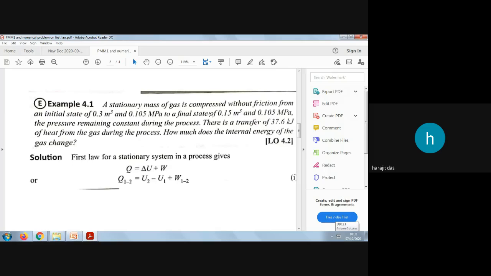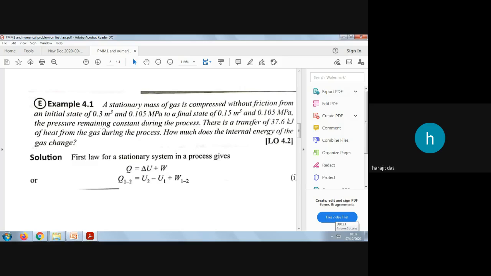Okay. Now the final volume and the final pressure are given. This is V1, this is P1, this is V2, this is P2. Simple. So we are given P1, V1, P2, V2. Now, the pressure remains constant during the process. So when this was happening, you can see P1 will be equal to P2. That is what is written.